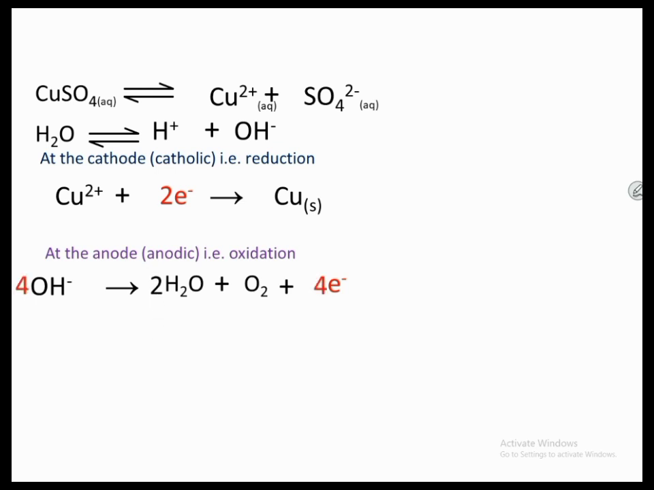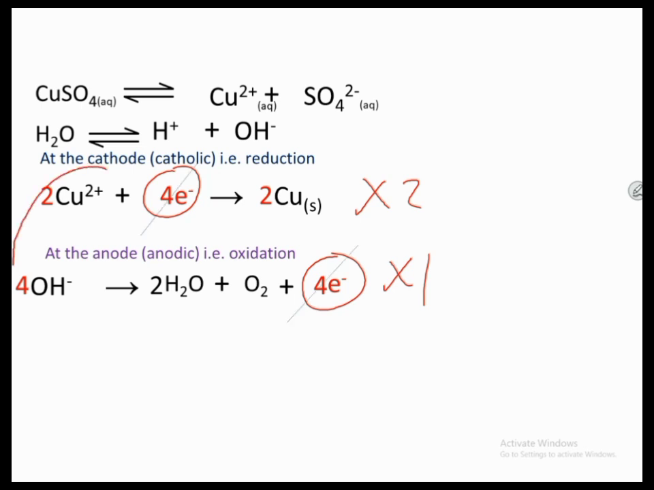Now, to write the overall equation, the electrons on both sides must be the same, which means the electrons at the cathode must be equal to the electrons at the anode. Since they are not equal, use simultaneous knowledge. To make them 4, this has to be multiplied by 2, and this has to be multiplied by 1. That's so that we cannot cancel out the electrons. Combining the equations gives an overall chemical equation.